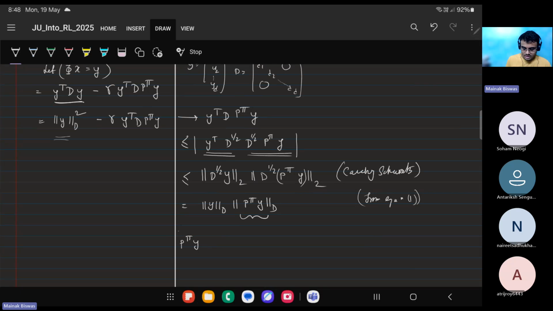So now you tell me, this term P pi y. If I look into this term, the square of this term, what can I write? Can anyone tell me? This is P pi y transpose D P pi y. Yes or no? This is what I want to use, which is equal to, what is it equal to?